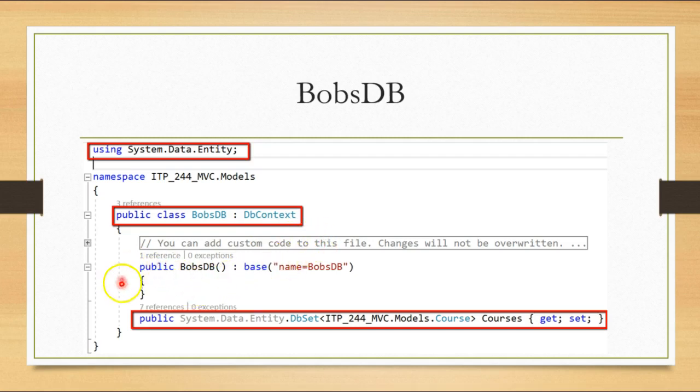Notice that we have a constructor method here for BobsDB that calls the DbContext constructor and says the name is going to be BobsDB. This is the name of the database. And it also created a DbSet collection here, of course. It's called Courses. So not a lot going on here, but it's going to be a great tool to add to our project here.